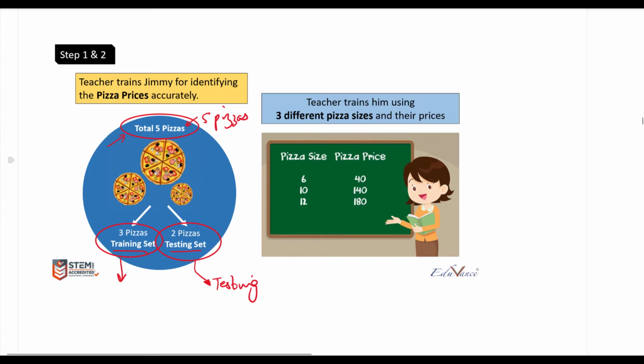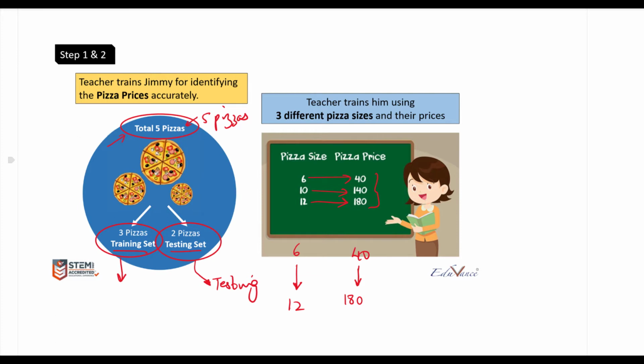So what does she do? She shows Jimmy, if it's a 6-inch pizza, the cost is 40 rupees. If it's a 10-inch pizza, then the cost is 140. If it's a 12-inch pizza, then the cost is 180. So she trains Jimmy, and Jimmy understands that as the pizza size is increasing from 6 to 12, the cost is also increasing. So Jimmy gets some general sense of how the cost is behaving.